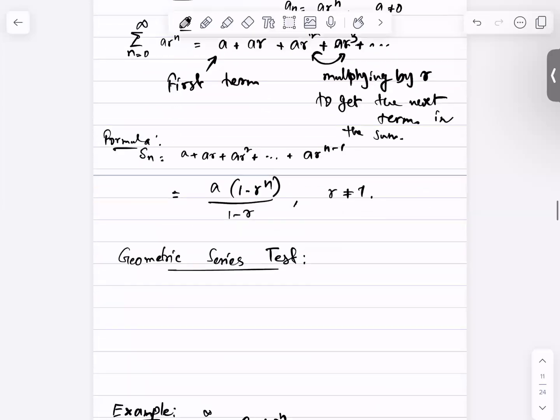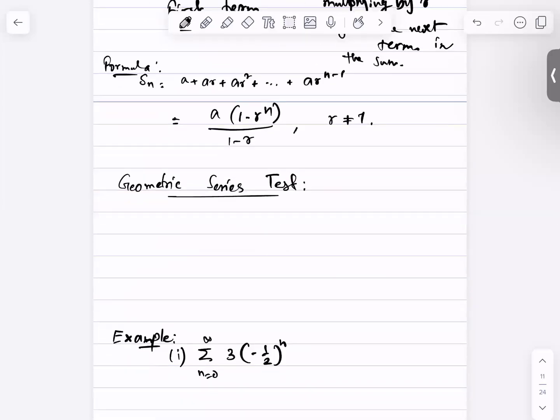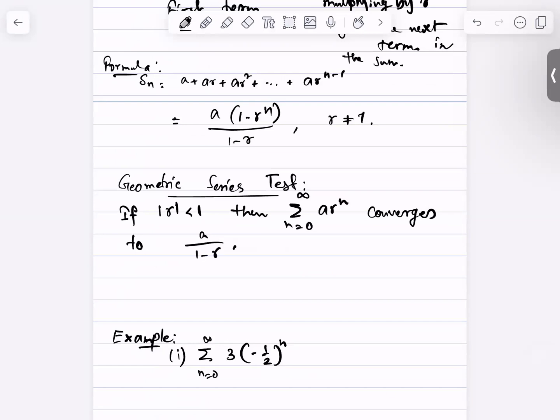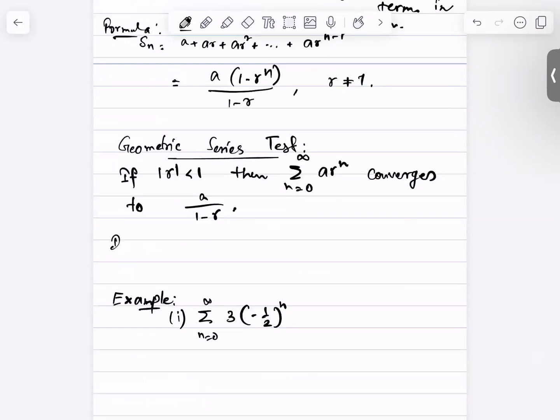So the geometric series test states this. If the modulus of r is less than 1, then the summation from n equals 0 to infinity of ar to the n converges to a over 1 minus r. And if the modulus of r is bigger than or equal to 1, then the summation of ar to the n diverges.